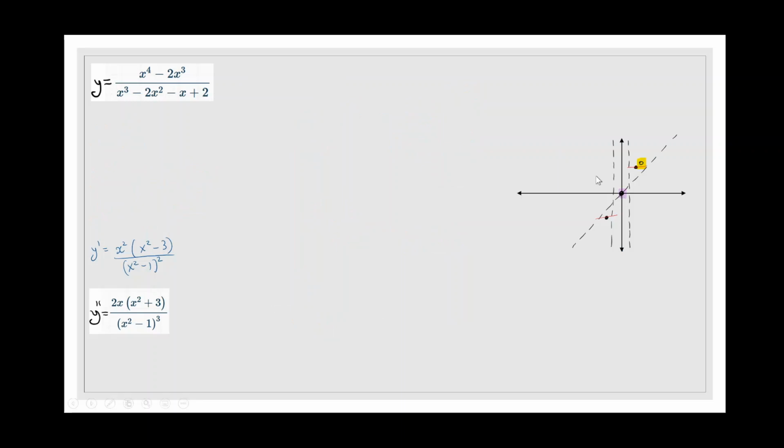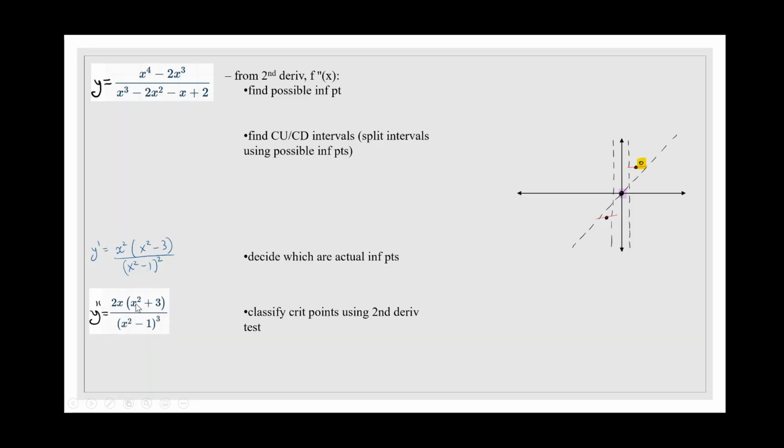Next, I will keep my graph. I will keep my first derivative, and then to save time, here's the second derivative. And from the second derivative, we're going to do, again, the same thing as before. To find possible inflection points, we can find where the second derivative is equal to 0. Well, that happens if x equals 0 for this factor, and this factor will never be equal to 0 for real numbers.